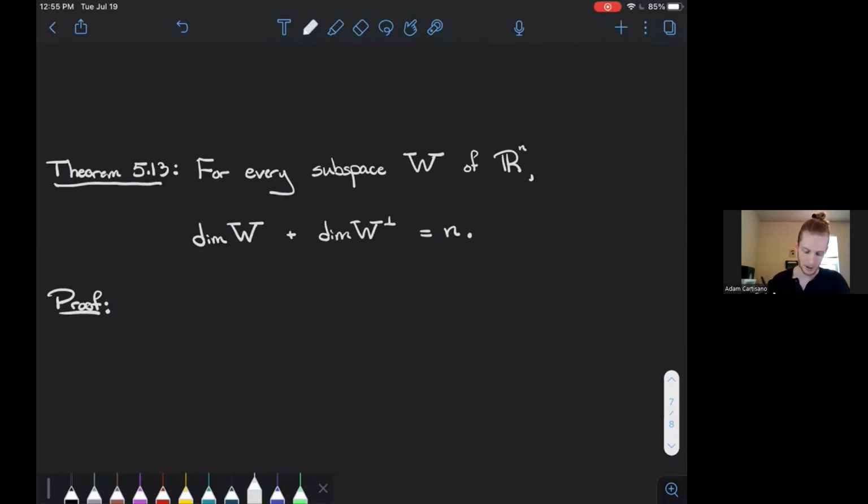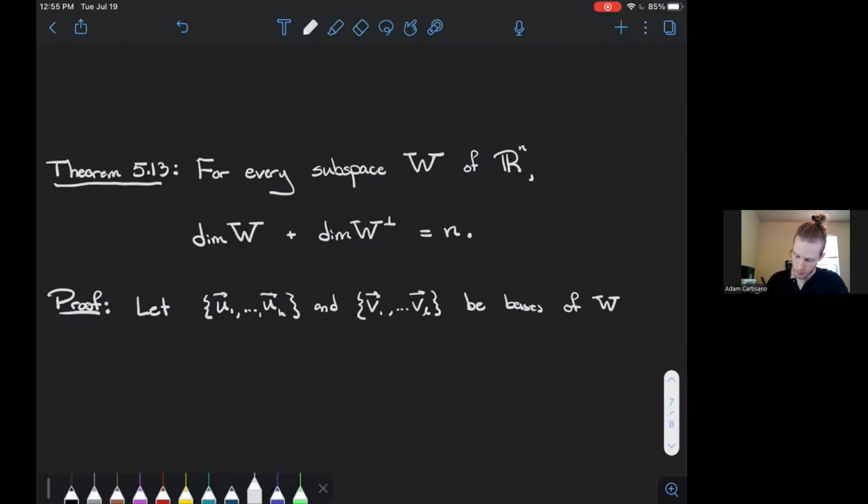We're going to find a basis of Rn. So, given bases of these two things, let U1 all the way up to UK and V1 all the way up to VL, different letters, not necessarily the same, be bases of W and W perp, respectively.